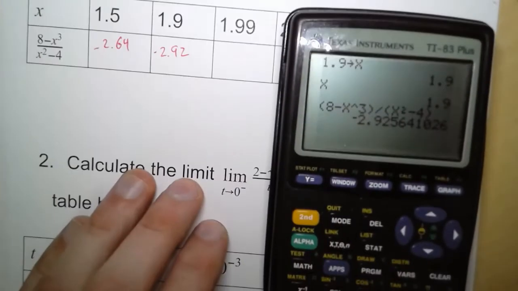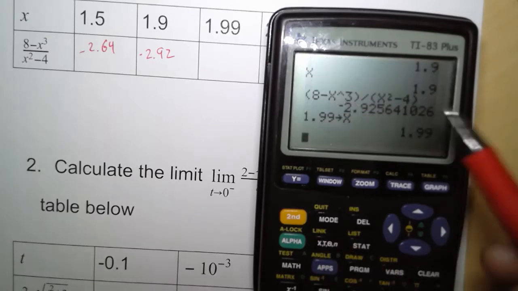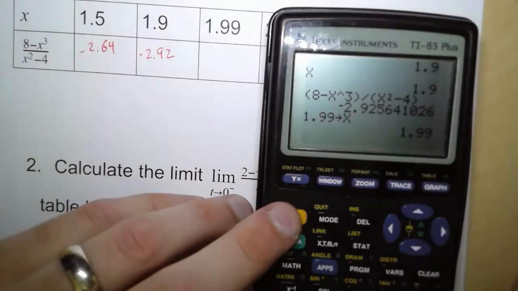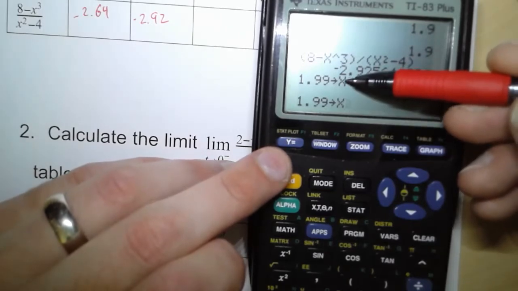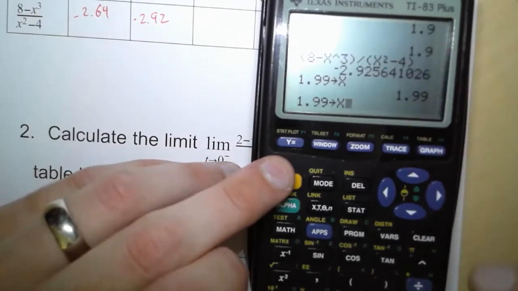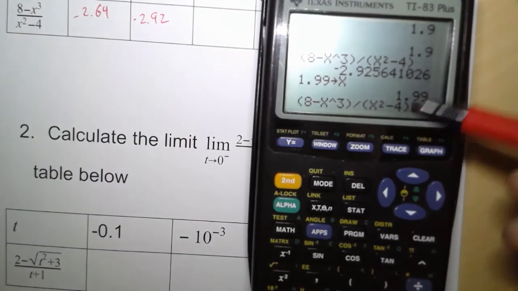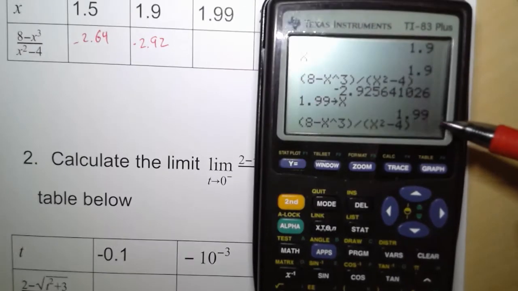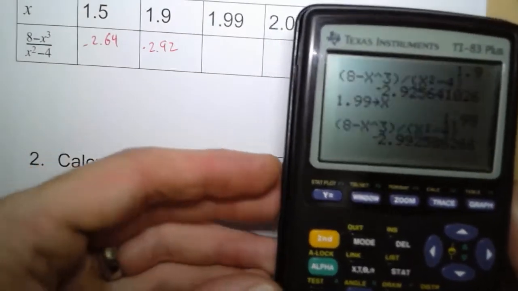So now I'm going to type in 1.99 and store that for x. I'm not going to type this expression again because it's already been entered. I'm just going to recall it. How do I do that? I press second enter, which recalls the previous command. Well, I don't want that one, I want the one before it, so I press second enter one more time. And here it is. Now, when I press enter, it's not going to give me the answer it did above, because up there I had 1.9 stored for x. Here, it's going to be 1.99. And so here we have negative 2.99.